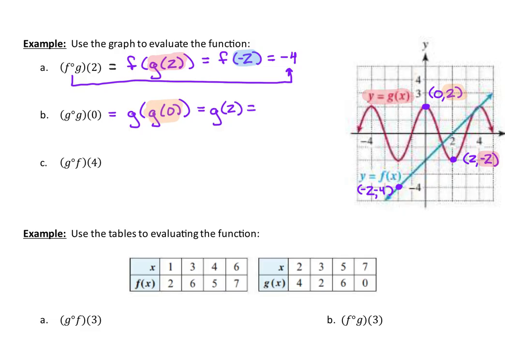And again, we want a point on the red graph that has an x-coordinate of 2. And so this is going to be the same thing that was in the first problem, except for now this is going to be our final answer. Our x-coordinate is 2 on the red graph here, and it is equal to negative 2. And so our final answer is negative 2.